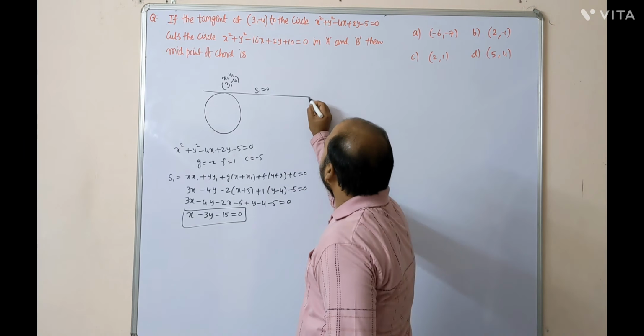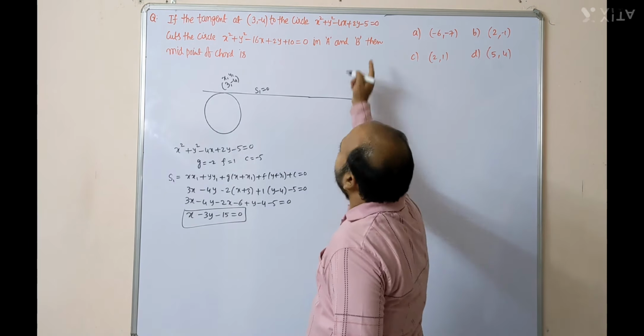This tangent cuts the circle in two different points A and B. So this is the other circle.